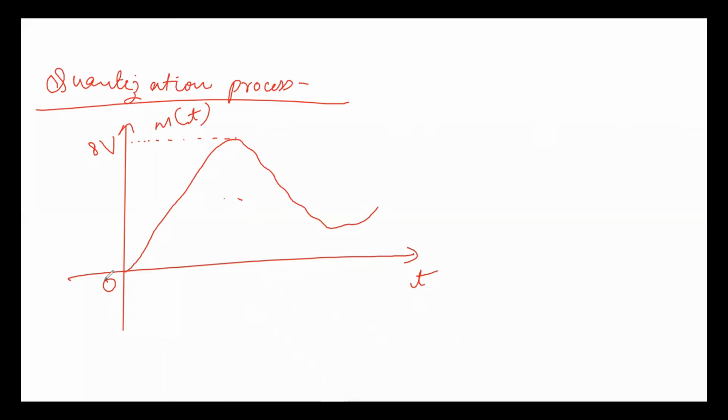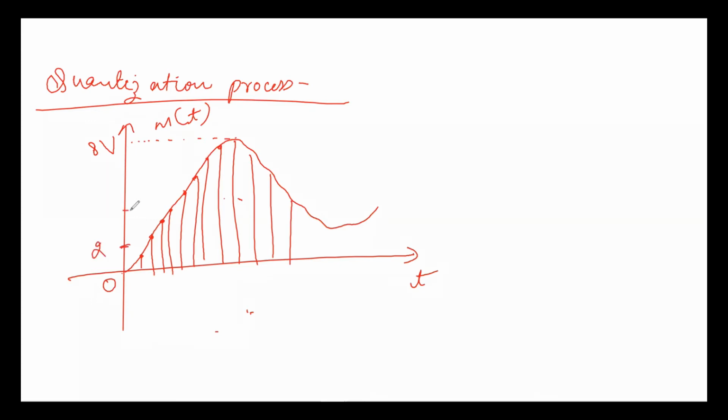The first process is sampling. We have done this sampling, and let us assume these are my sampled values. The next process is quantization. In quantization, we divide the whole amplitude range from 0 to 8 volt into 4 parts, at 2, 4, 6 volt.